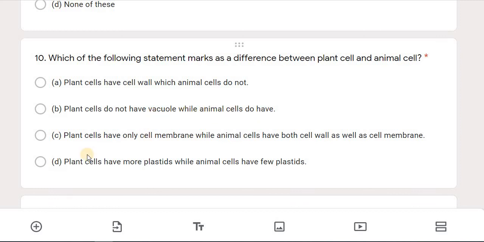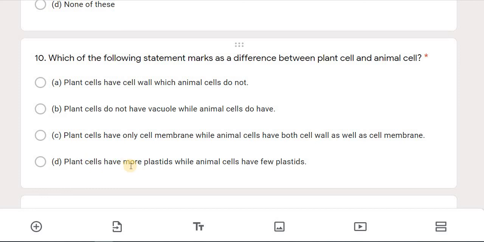Vacuoles, both have them, so that's right. Plant cell do not have... Plant cell has large vacuoles, and animal cell has very small vacuoles or lacks them. So this statement is wrong. Plant cell has only a cell membrane. No, it also possesses the cell wall. So this is also a wrong statement.